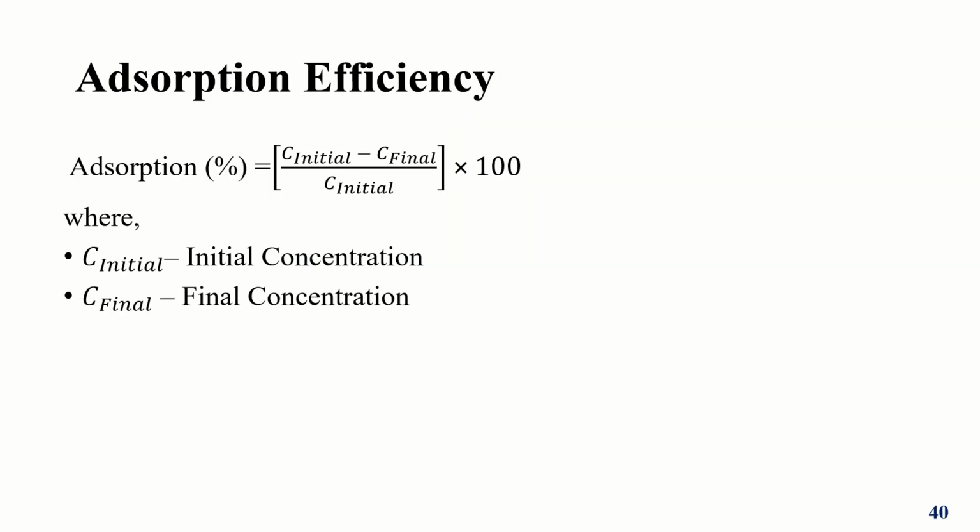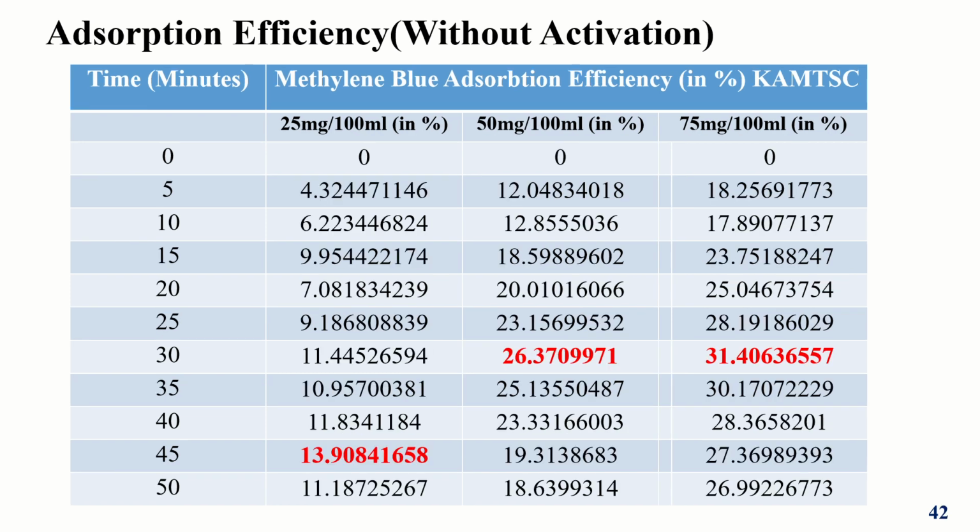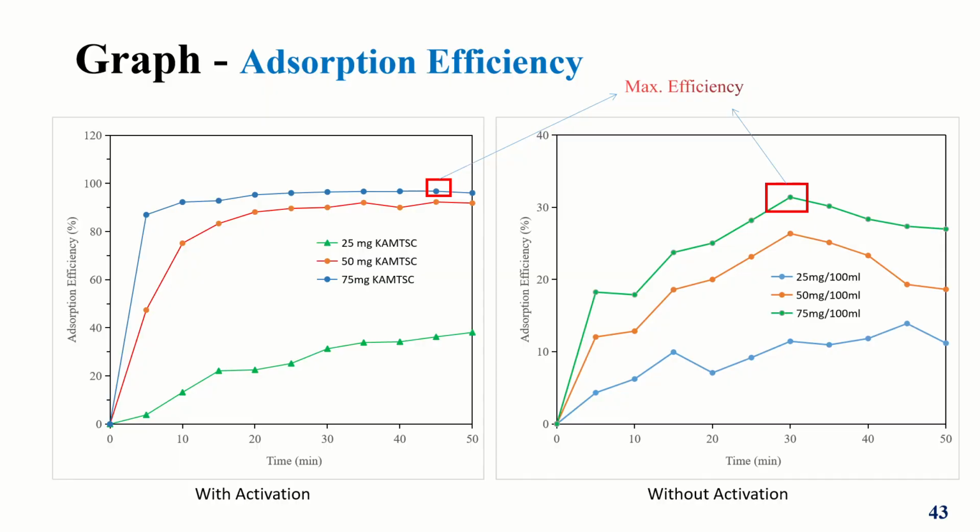Adsorption efficiency is found by C initial minus C final, divided by C initial, times 100. After using this formula, the results are plotted. That is, with activation the maximum efficiency is 96.7% at 75 mg per 100 ml. Without activation it only reaches a maximum of 31.4%. These are the curve plots.